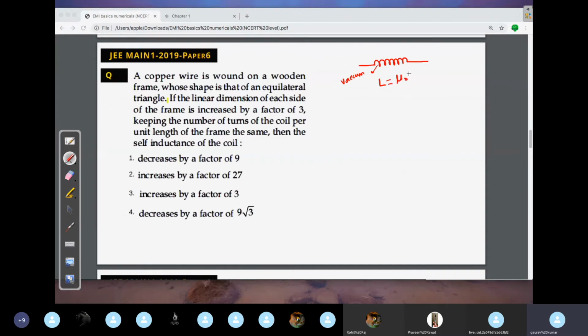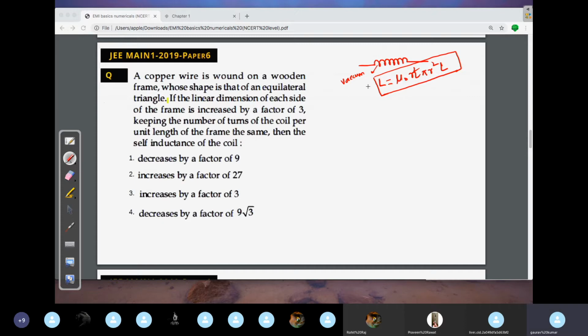Mu naught times N squared, where N is the number of turns per unit length, into what area? Area is pi r squared, into the length. Right? This is the formula that we have got. This is the formula of self-inductance that we have derived for a solenoid. If I am going wrong somewhere, please correct me here.